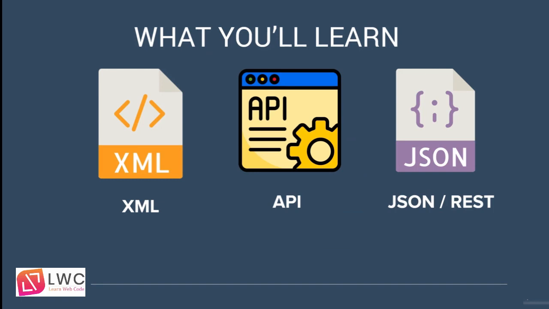After that, we'll also look at some of the basics like what is XML, what is DTD, what is XSLT, how to write an XSLT, how to validate XML with the XSD, and all those basics of XML. You will also learn about API, JSON, and REST.